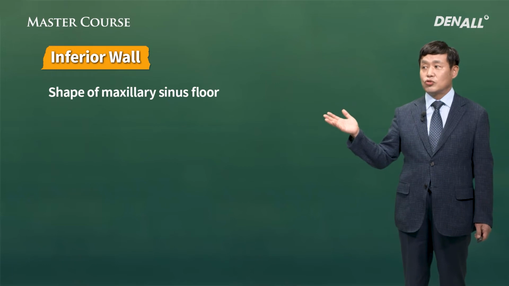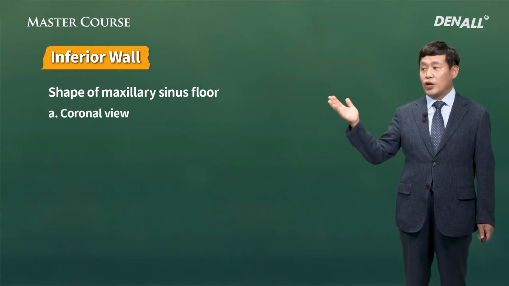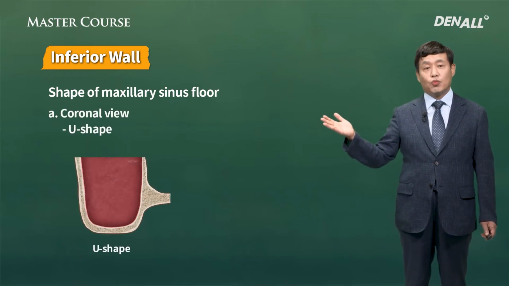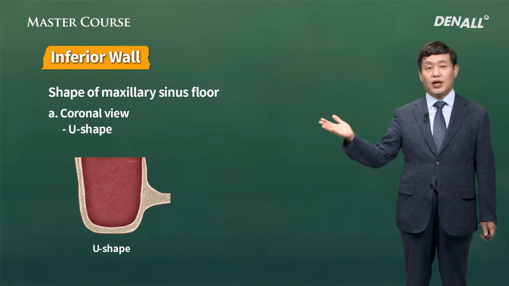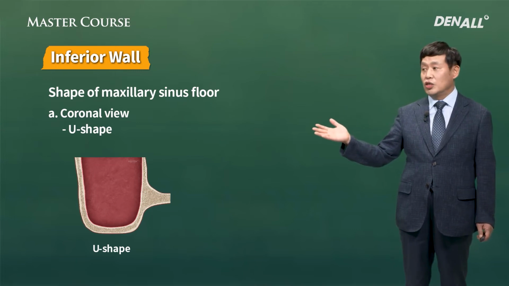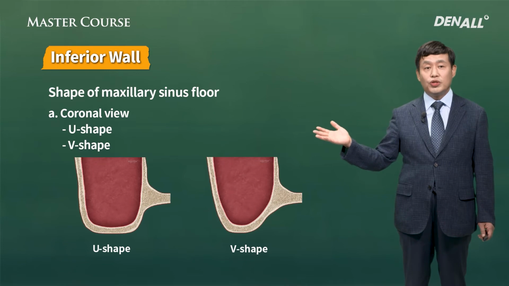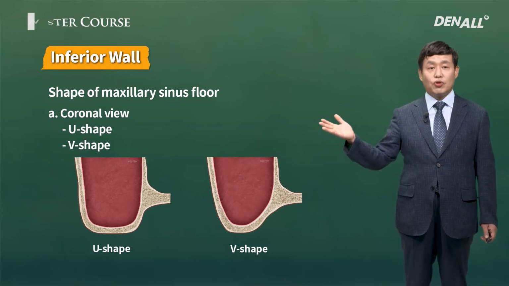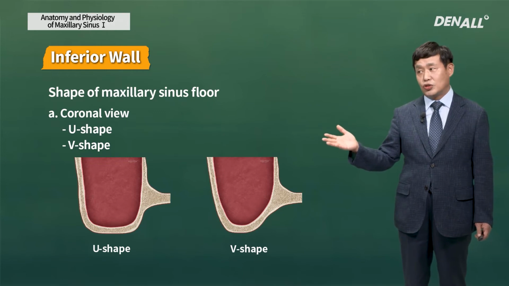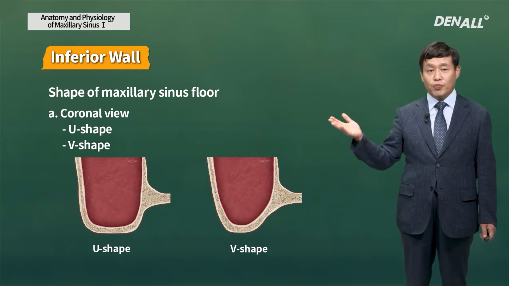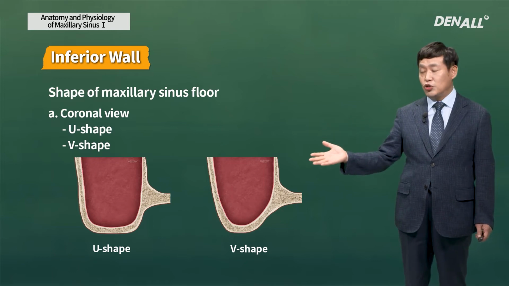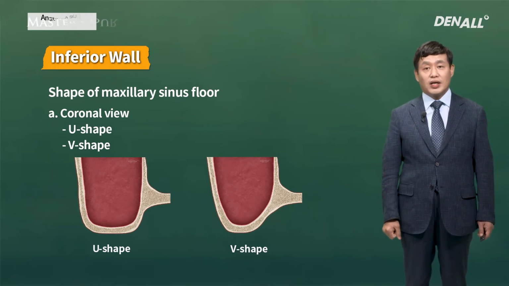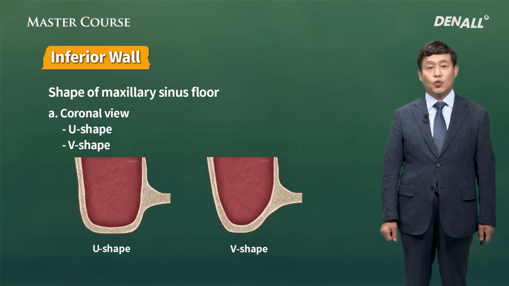If you look at the shape of the maxillary sinus floor in the coronal view, there is the U shape, the wide type, or the V shape, a narrow shape. In general, if it is wide like the U shape, bone grafting would be difficult using just the crestal approach. But the prognosis is better when it is a V shape with a crestal approach.